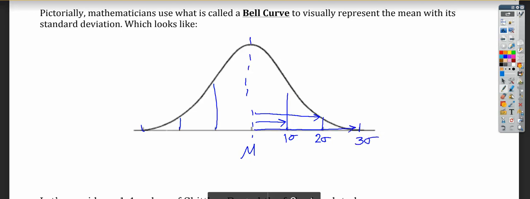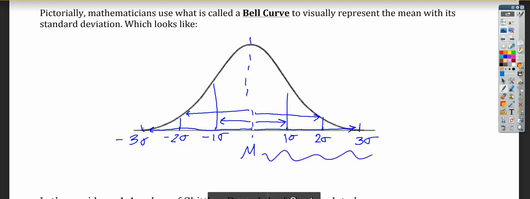Now, if I wanted to go to the left 1 tick mark, that would be negative 1 standard deviation. If I wanted to go 2 tick marks to the left, that's negative 2 standard deviations. And if I wanted to go 3 tick marks, that would be negative 3 standard deviations. So if my standard deviation is greater than 0, that means it's above the mean. So all of these values here are above the mean, and all of these values down here are below the mean. That means it's less than 0.